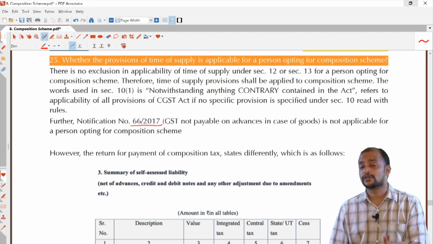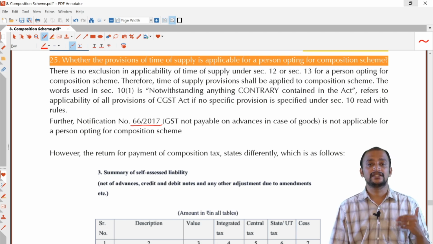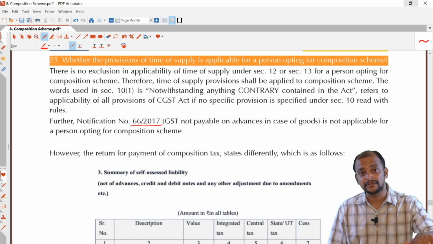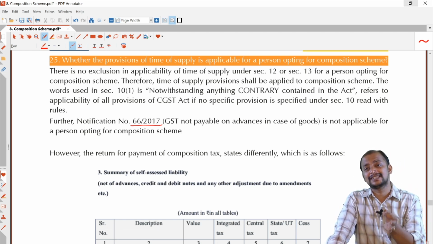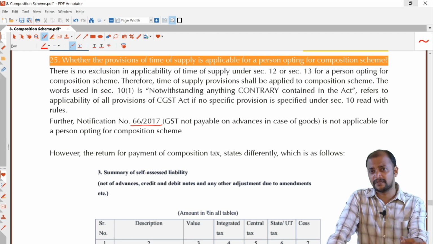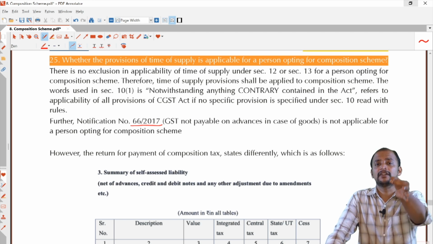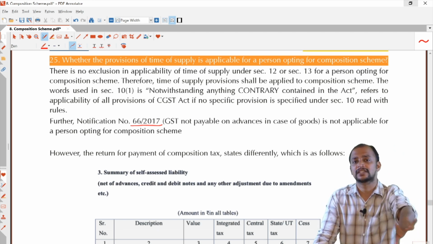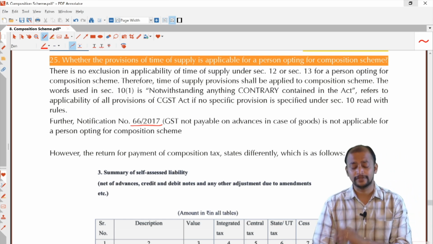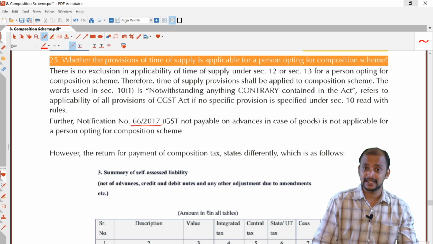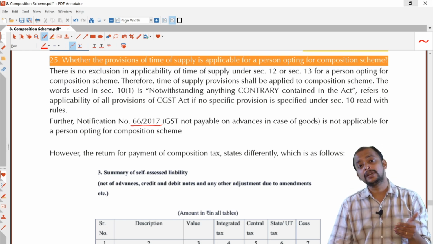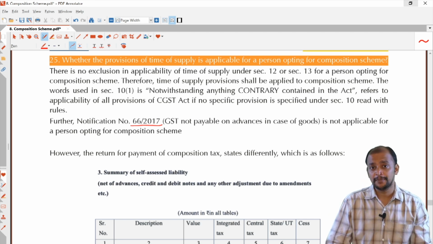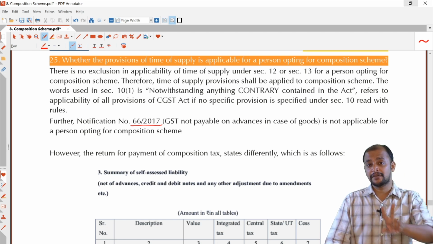Clause B not applicable. What is clause B? Date of payment is not applicable. Therefore, it is the date when invoice is to be issued in terms of section 31 or the date of invoice, whichever is earlier. But while drafting this notification 66/2017, they clearly specified that it is not applicable for a person opting for composition scheme; it is given as 'other than those opting for composition scheme', which means that this notification is not applicable for a person who is opting for composition scheme. Then naturally the time of supply concept is to be applicable. And even for section 10 subsection 1 and 2a, how does it start?